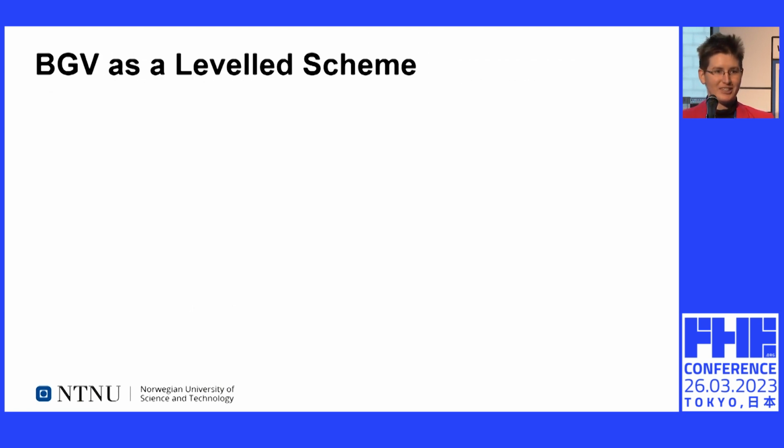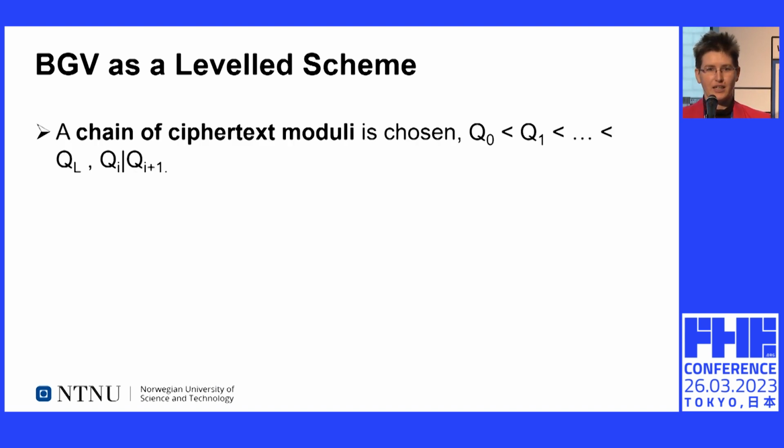So the problem with the noise in FHE has been around since the first FHE construction. One technique to deal with the noise has been mentioned in the talk before, that is bootstrapping. A second possibility is what is used in so-called levelled schemes, and that is modulus switching, and BGV is such a levelled scheme. So what does this mean? It means that a chain of ciphertext moduli is chosen instead of only one ciphertext modulus, where we go from the lowest ciphertext modulus q0 to the biggest top modulus qL.